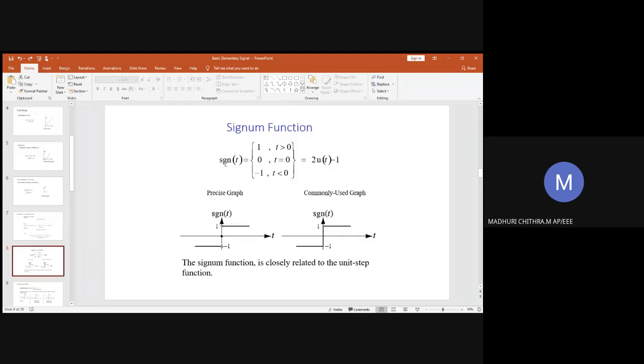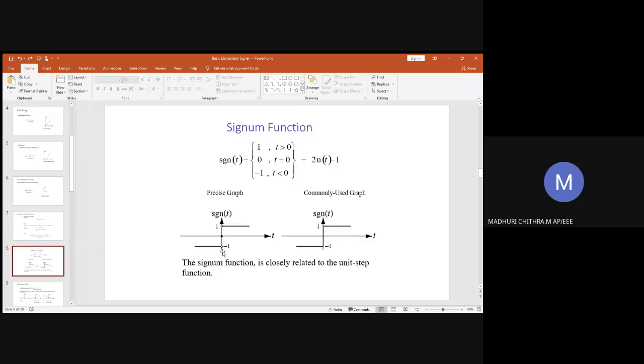Okay, so signum, SGN. Signum of t equals 1 for t greater than 0, equals 0 for t equal to 0, and equals minus 1 for t less than 0. That equals 2 into u of t minus 1. This is the mathematical representation: 2 into u of t minus 1. So, precise graph and commonly used graph. Precise graph means the exact graph without error.